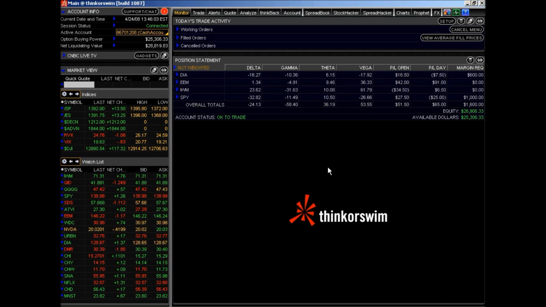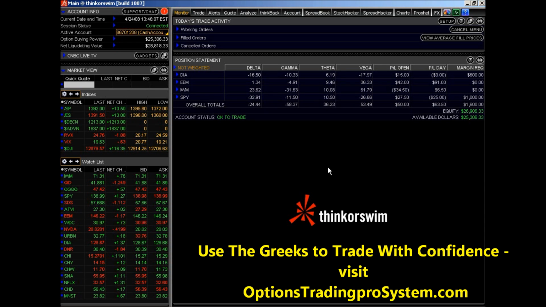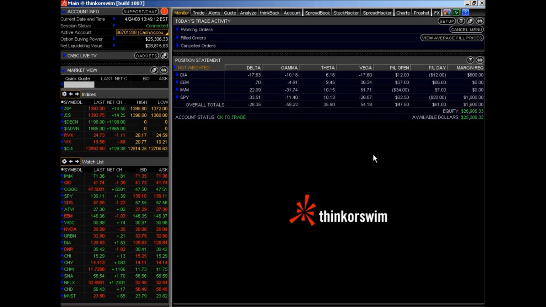The final Greek that we're going to discuss today, and one which is not displayed on this position statement, is rho. Rho is actually how much an option changes in value with respect to a 1-point change in interest rates. The reason that interest is used in the price of an option is because when you buy an option you are spending money. You could be otherwise sitting in an account collecting interest.